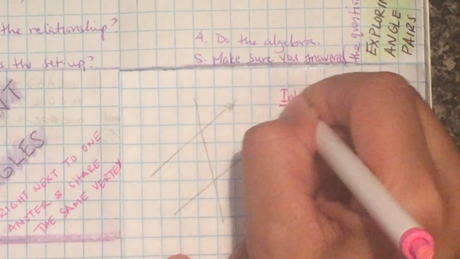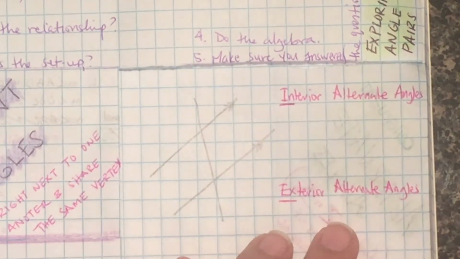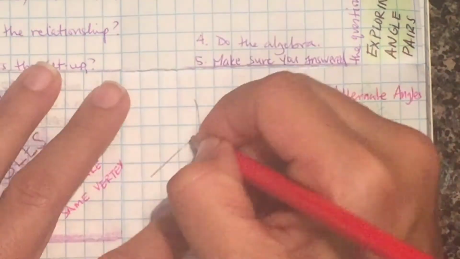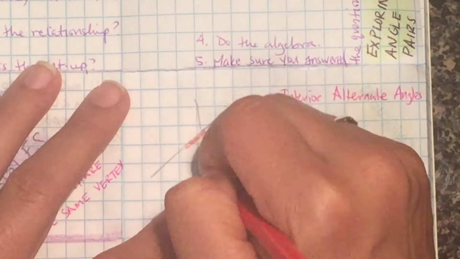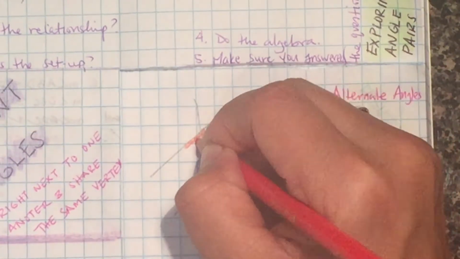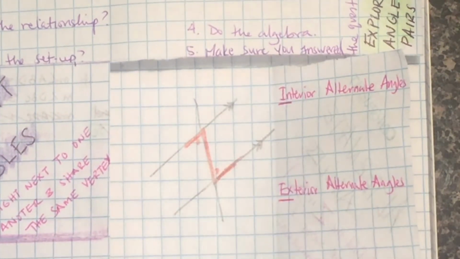Right, so remember, interior is inside, exterior is outside. So let's look at interior. So look for your Z. So the Z and then the 2 corners are your alternate angles.